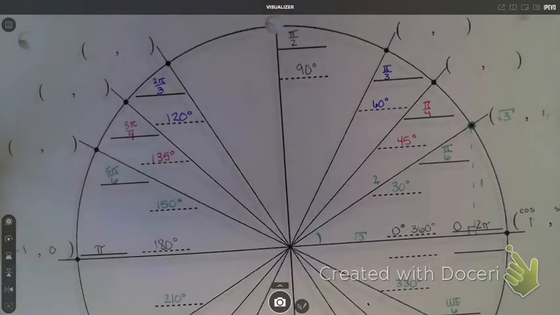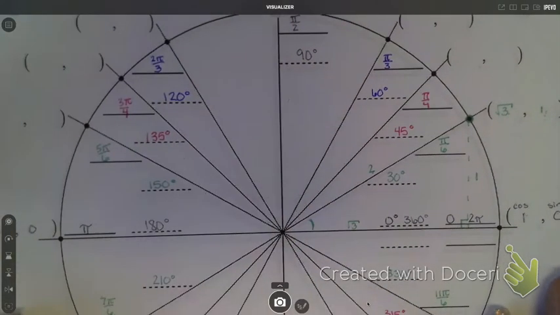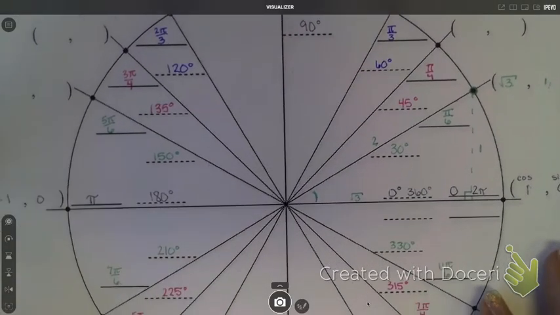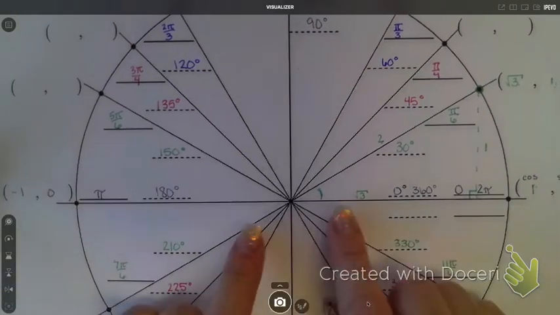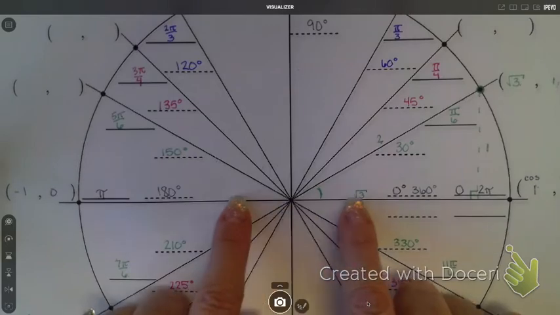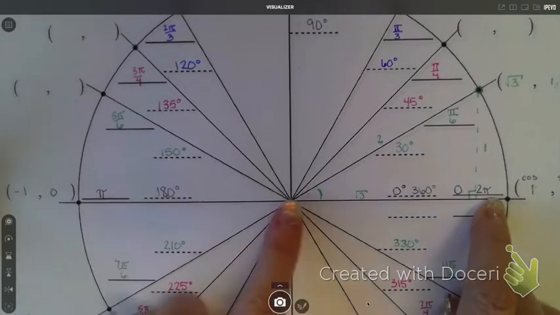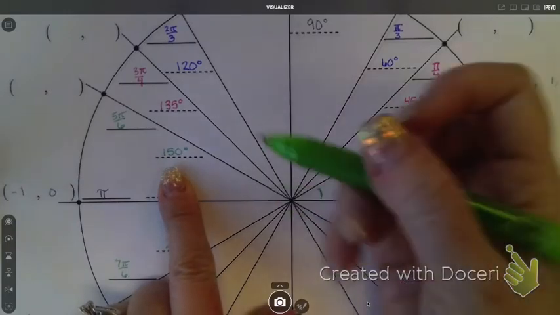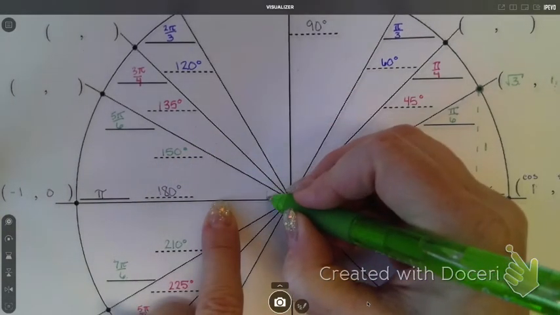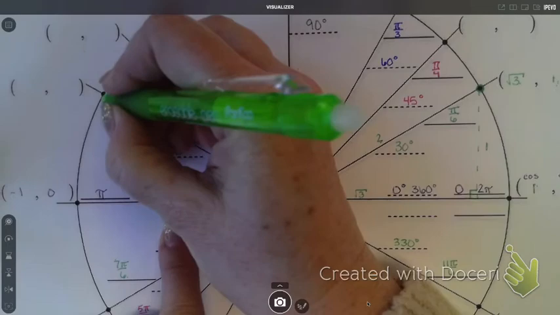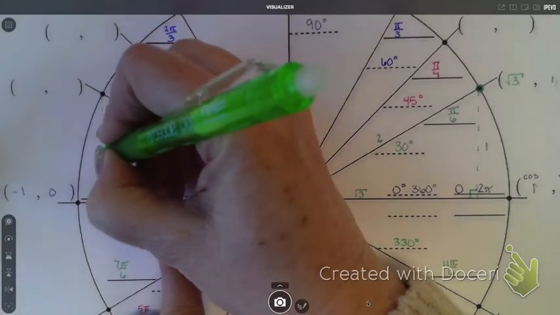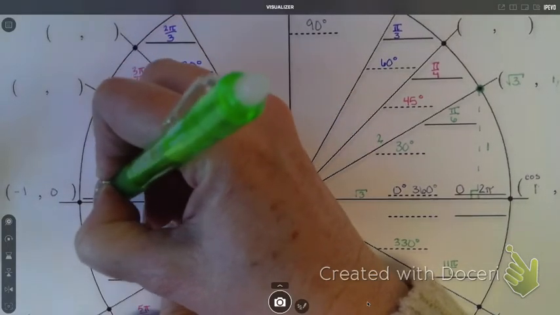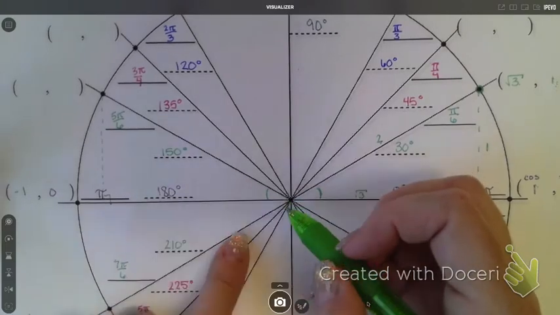Okay, so we did 30 degrees, yes? Is there another angle on here that is 30 degrees away from the x-axis? Opposite side. 150, yes? Okay, so 150 is 30 degrees. So what imaginary triangle do I have here? A right triangle, which is a 30, 60, 90.